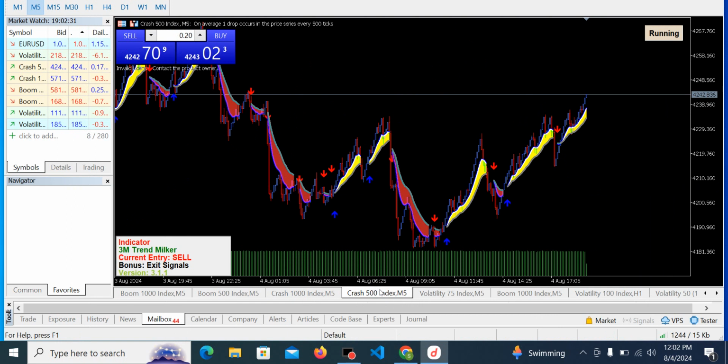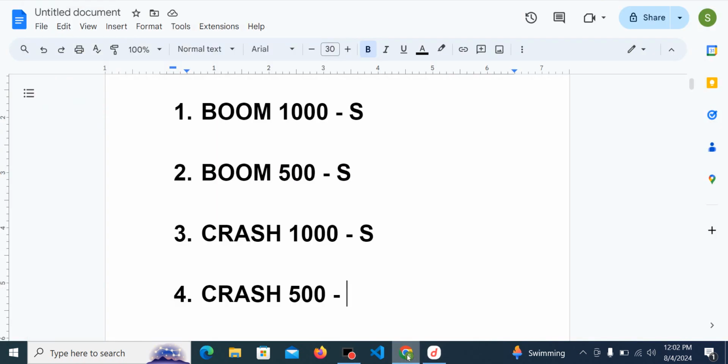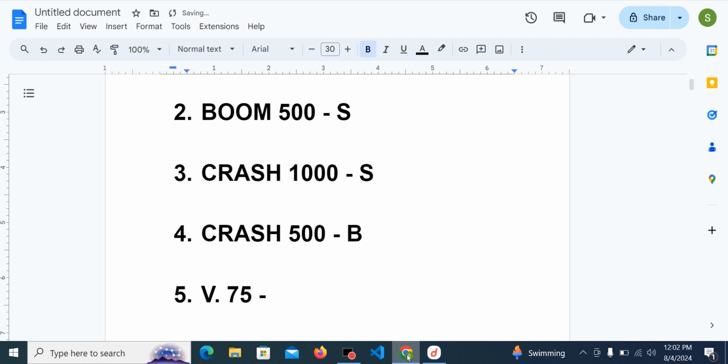Next asset is going to be Crash 500. Crash 500 was on a downtrend but got to this support zone, was unable to break out from there, so it started a buy trend, so it is buying at the moment. However, we have a resistance zone here. If it breaks out above it, then it should buy more. So you should watch out for that. This is going to be giving us more of a buying opportunity than a selling opportunity.